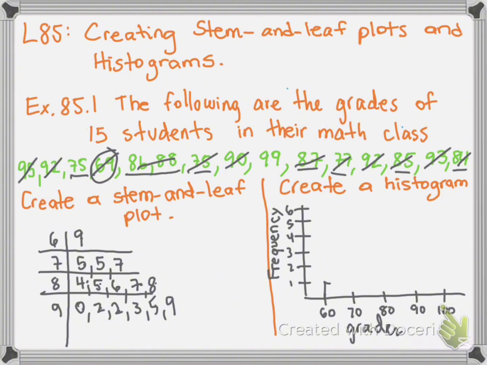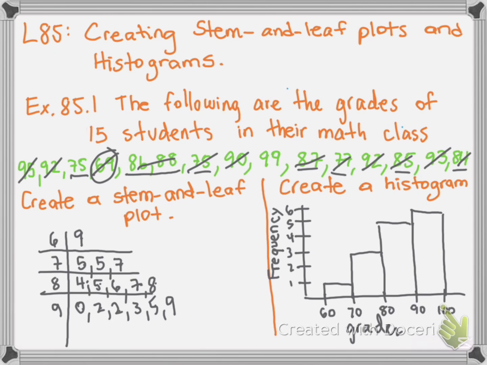So we make a bar graph that is only 1. Then how many 70s? We have 3. So we go up to 3. How many 80s? We have 5. So we go to 5. And then 90s, we have 6. So we go one up.